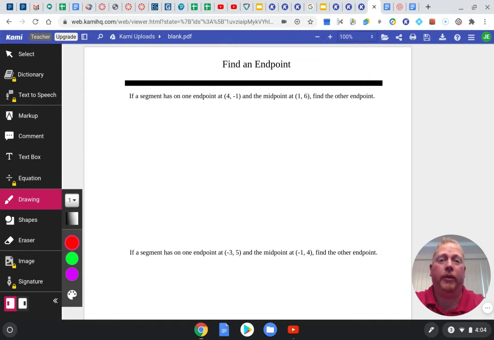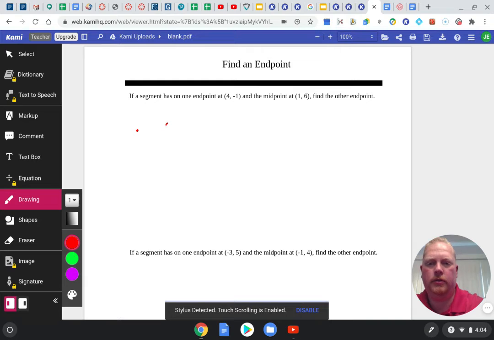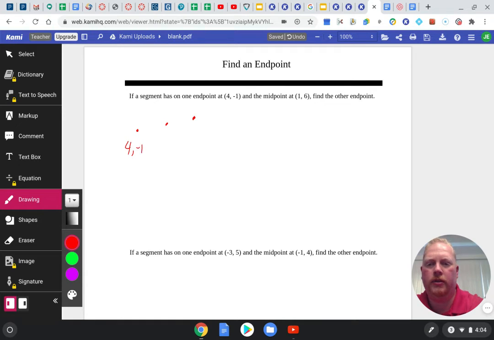All right, last topic. What if instead of giving you two endpoints and you finding the middle, they give you one of the endpoints and the middle, can you find that other missing point? So here they say one of the endpoints is (4, -1). The midpoint is (1, 6).